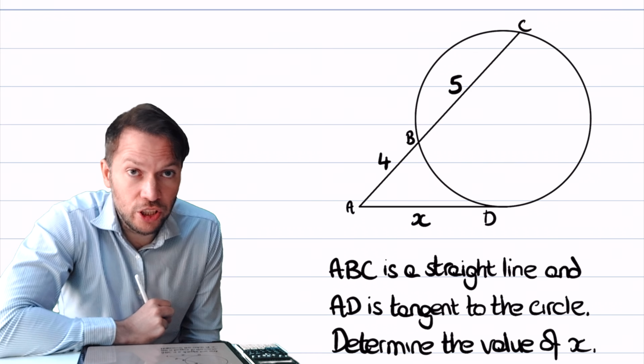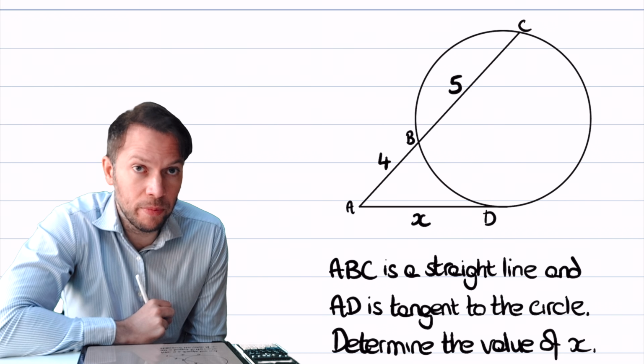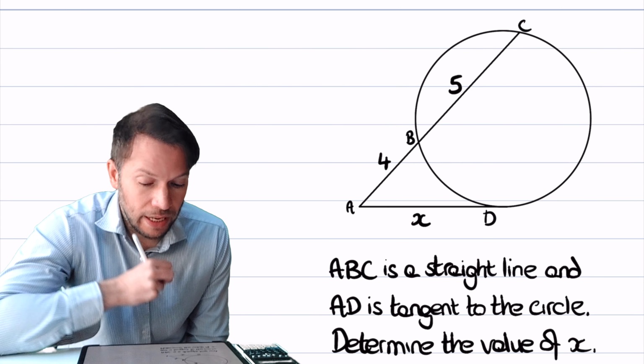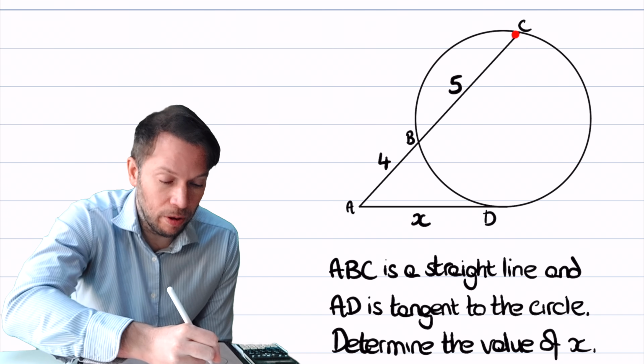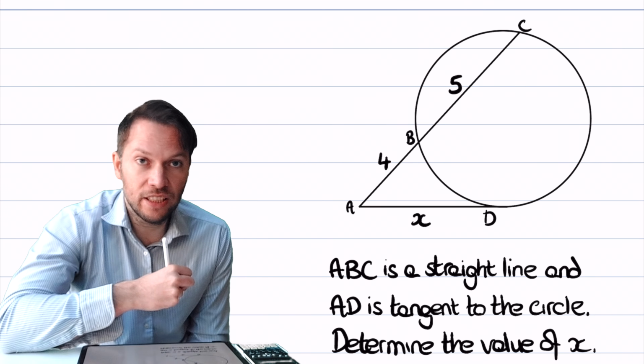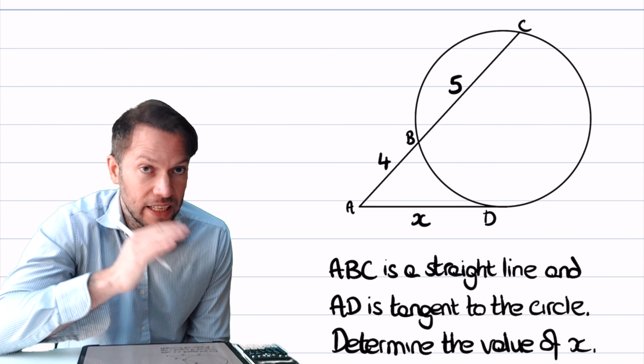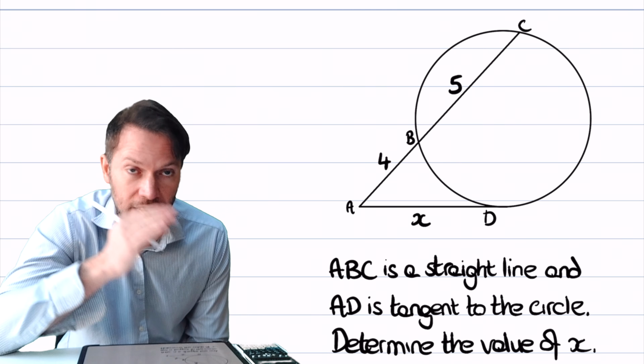In this video, we're going to use the intersecting secant theorem to solve a problem involving a secant, I'll explain what I mean by that in a second, and a tangent. So we're going to mix a secant and a tangent this time, rather than a secant and another secant.